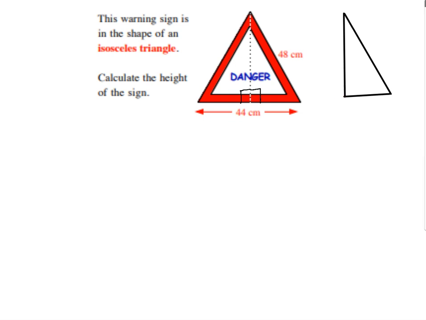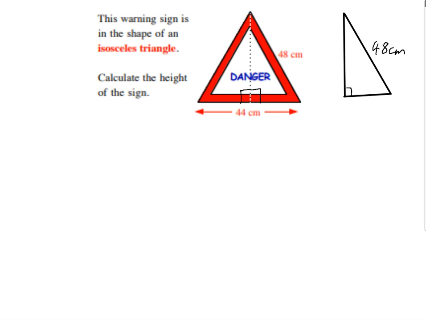Okay, so we have a right angle triangle. Mostly looks right angled, a little bit squint there, but you know what I mean. Okay, so now we start pulling information from this diagram here. So we know the diagonal down is 48 centimetres.